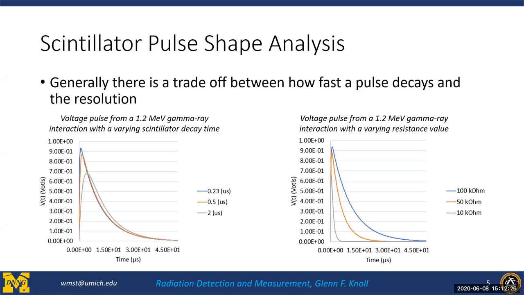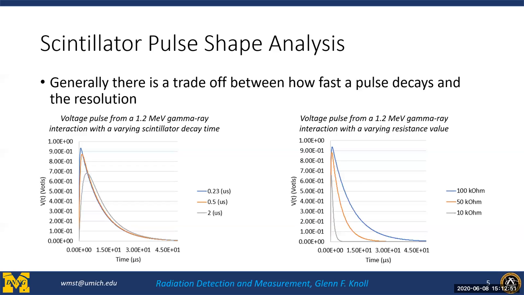Likewise, if we adjust our RC circuit here, so I've kept our capacitance at about 100 picofarads, but I'm adjusting the resistance, going from 100 kiloohms, which we saw in the previous slide, down to 10 kiloohms. And we can see that this greatly decreases the length of the pulse that we acquire.